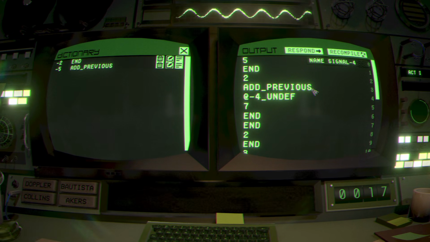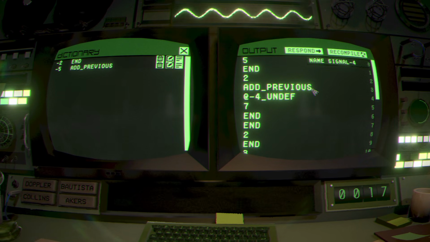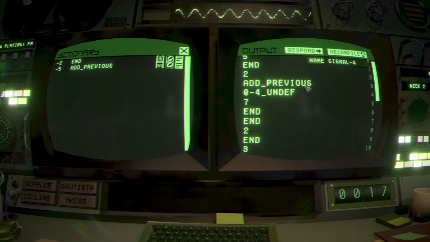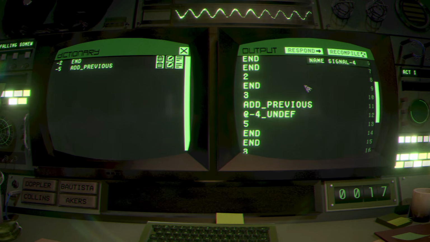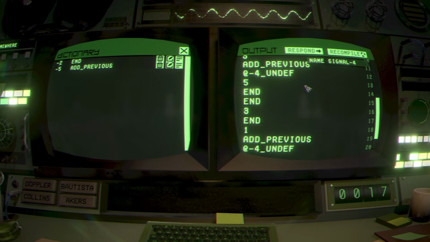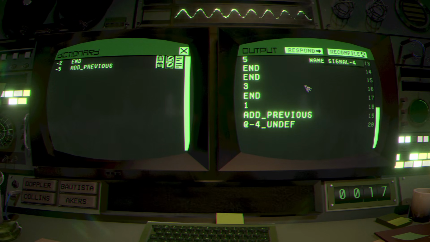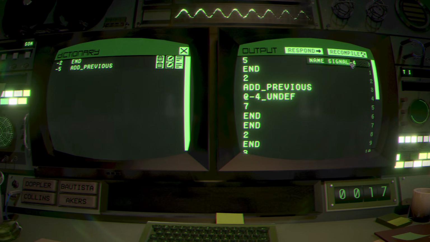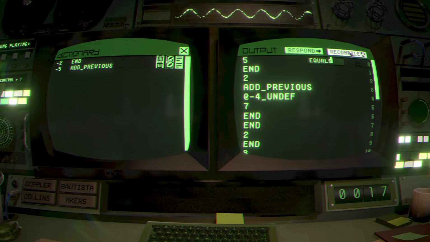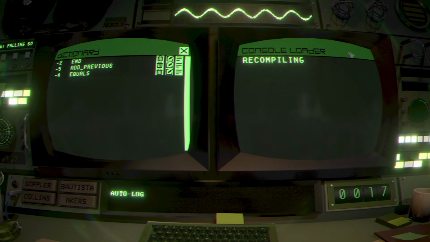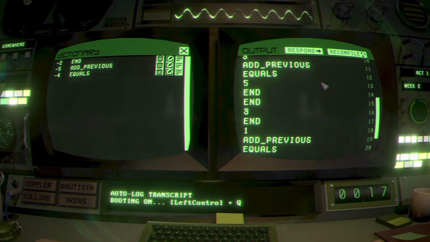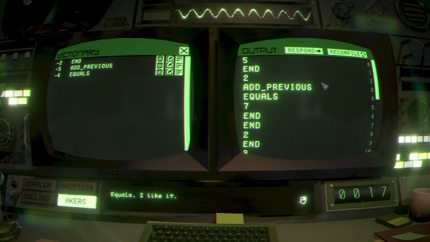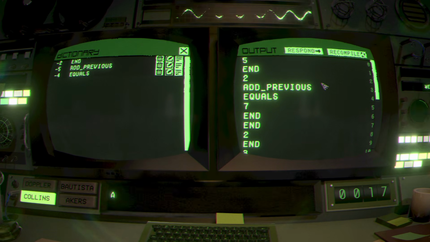Okay, cool. Okay, so we got 5, add previous to 7. Okay. 2, 3, add previous, we get 5. 3, 1, add previous. Maybe that means equals. Maybe this is the equals. Let's try that. Let's recompile now. Equals. I like it. So I guess maybe I'm on the right track there.